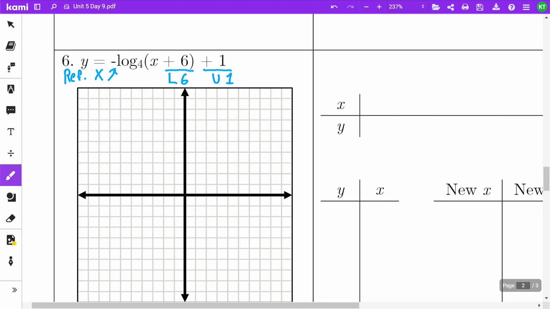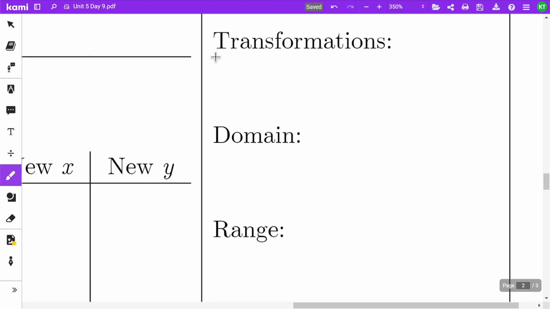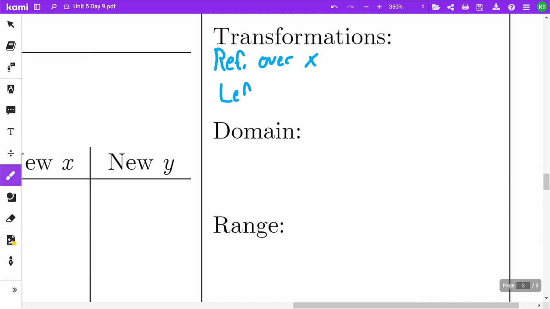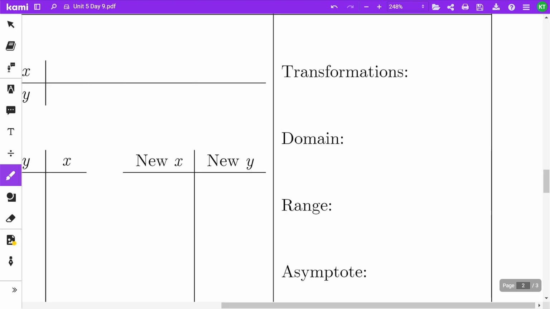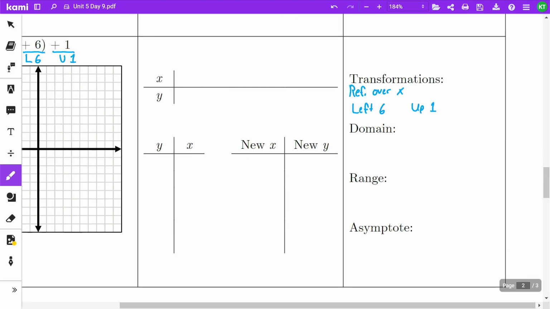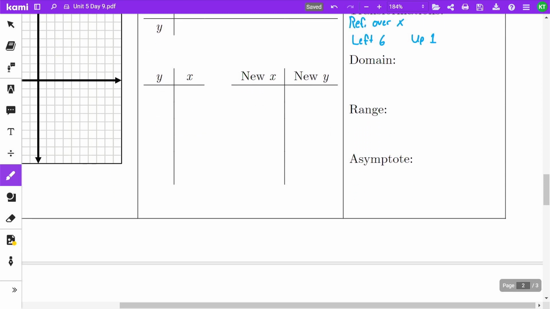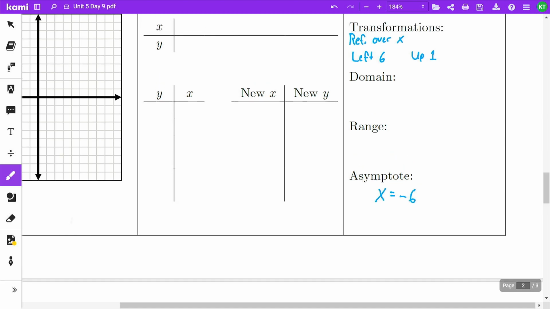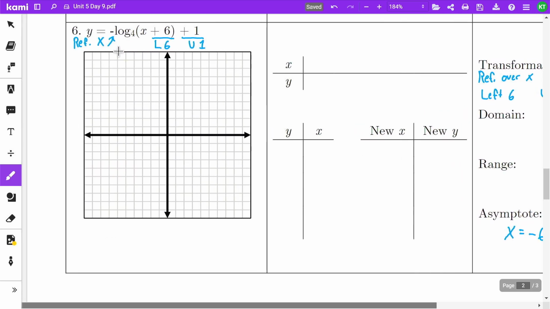So let's go ahead and write my transformations over in my column. So write them out as reflection over x, and then I'm going left 6 and up 1. Because I'm going to the left 6, that means that my vertical asymptote is going to be shifting over from 0 to negative 6. So my vertical asymptote will be at x equals negative 6. Let's go ahead and put that on our graph now since we're doing that. So that would be here.